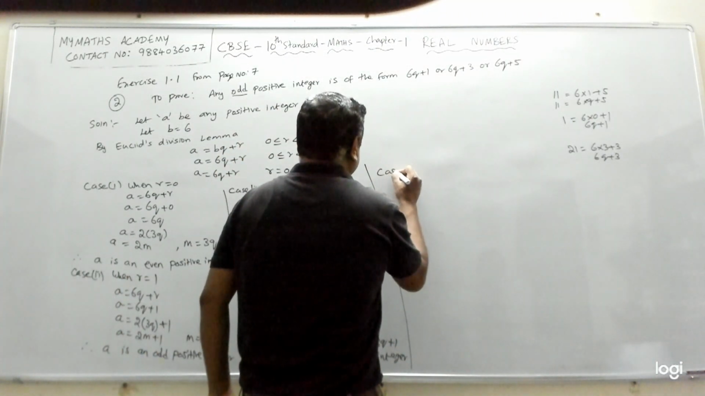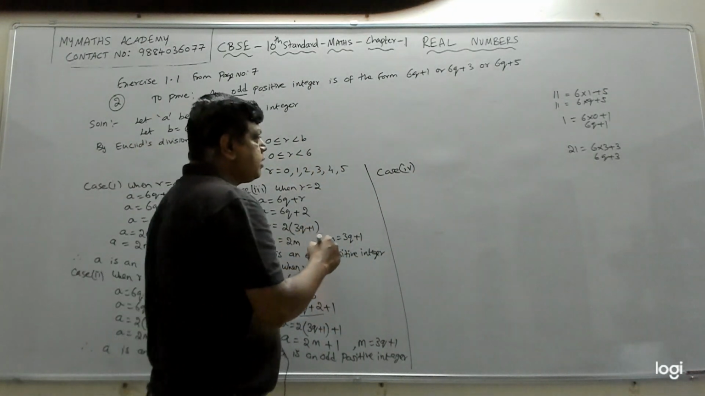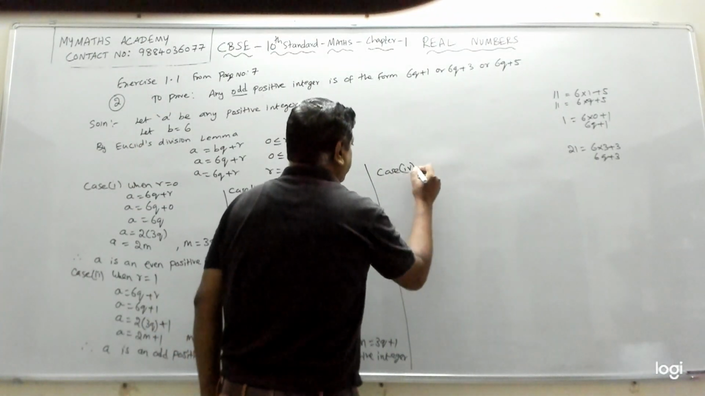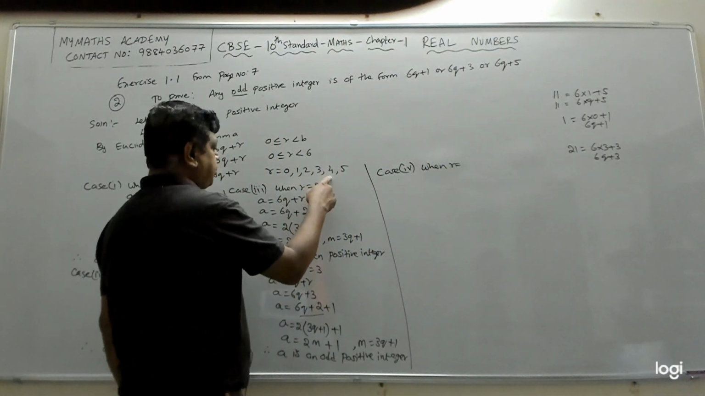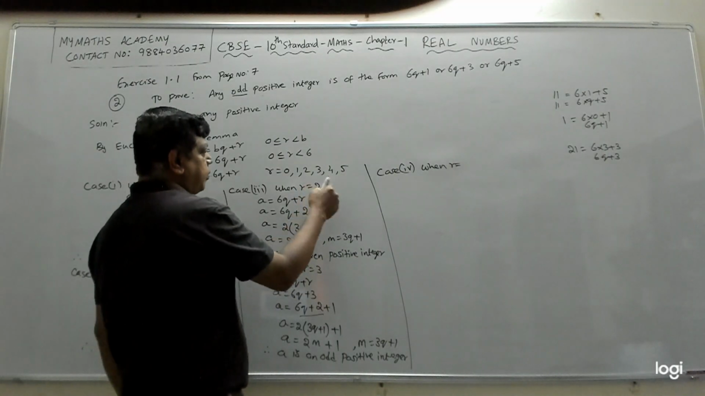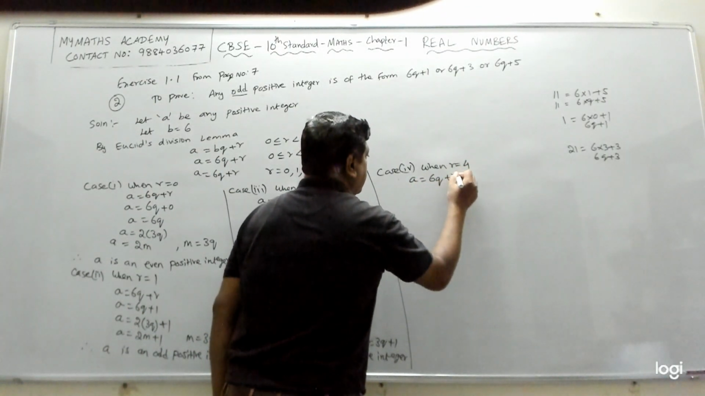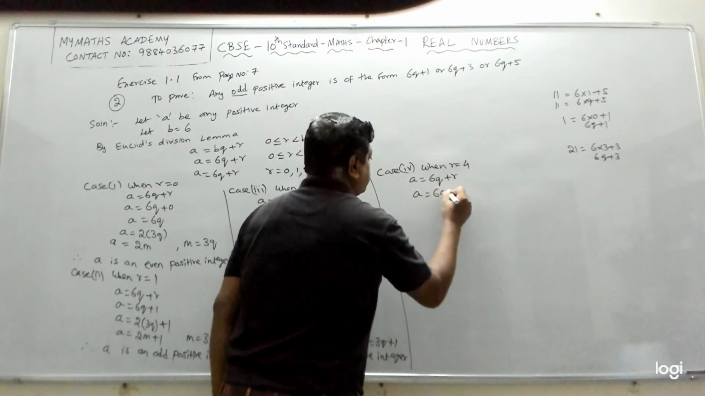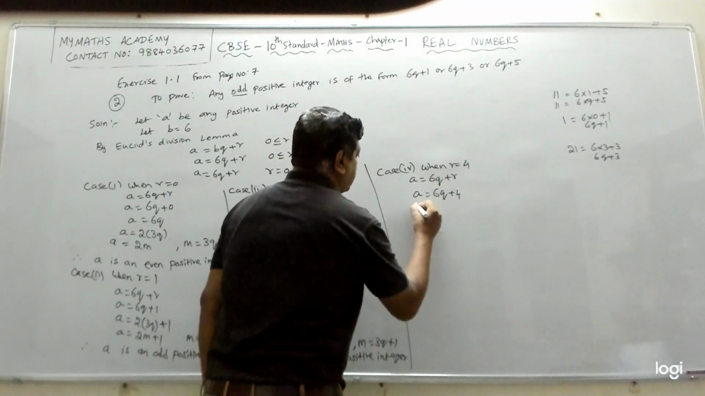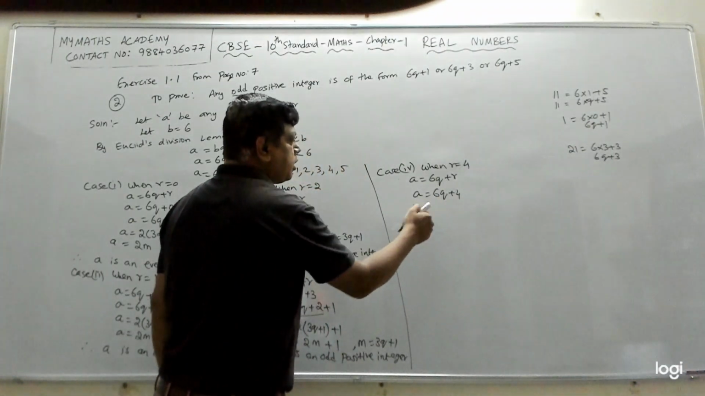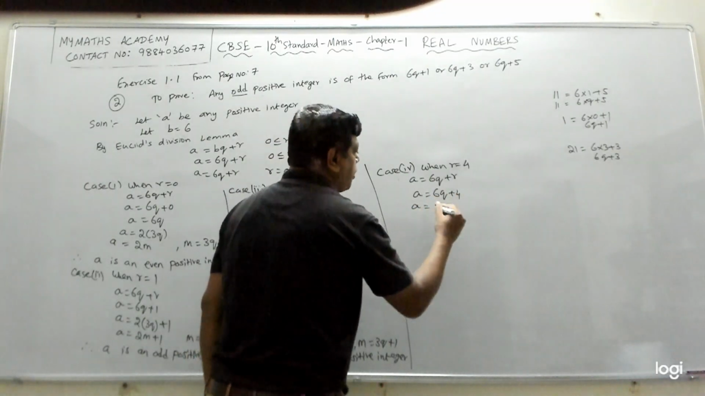Case 4. Case 4 is when r equals 4, because we have substituted till 3, we have to go to the fourth one. When r equals 4, my A is 6q plus r, my A becomes 6q plus 4. I have to substitute 4 in the place of r. Then I have to see whether both are even. If both are even, then I can take 2 common. 6 is an even number, 4 is an even number. I can take 2 common.